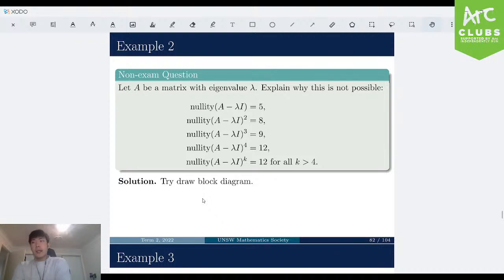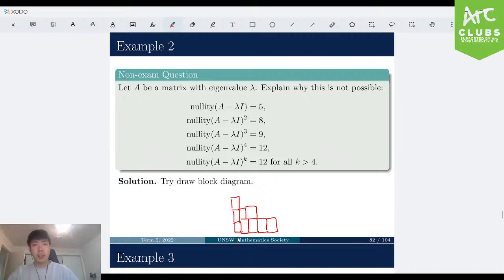Example 2. Let A be a matrix with eigenvalue lambda. Explain why this nullity sequence cannot exist. So we have at the first step 5, second step 8, third step 9, fourth step 12, and onwards always 12. Let's just try to construct our block diagram. In the first level we have 5, which means you will have 1, 2, 3, 4, 5. Next level we have 8, which means on the next level we will draw 3 blocks because it's 3 more than 5. Next level we have 9, which means we will draw 1 block because 9 is 1 more than 8.